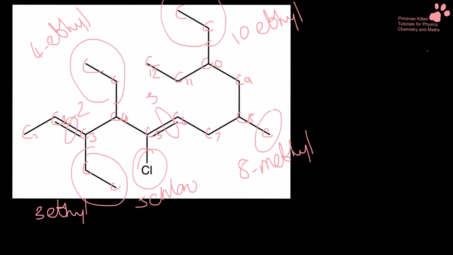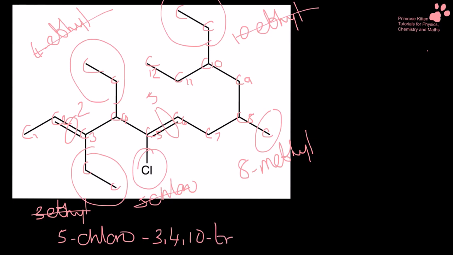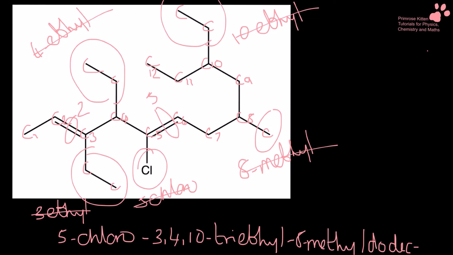So starting in alphabetical order, we are going to go 5-chloro, 3,4,10-triethyl, 8-methyl. What are we on? Dodec, 2,5-diene.